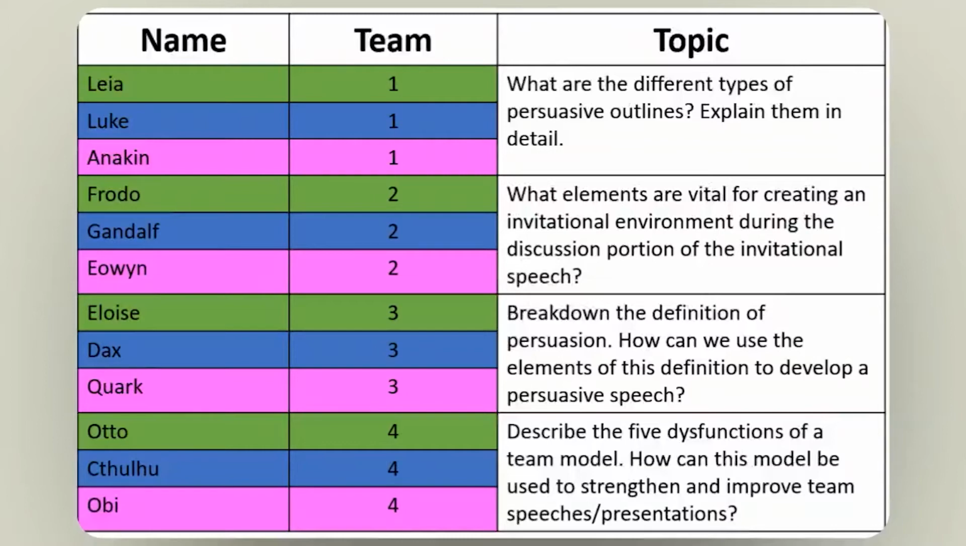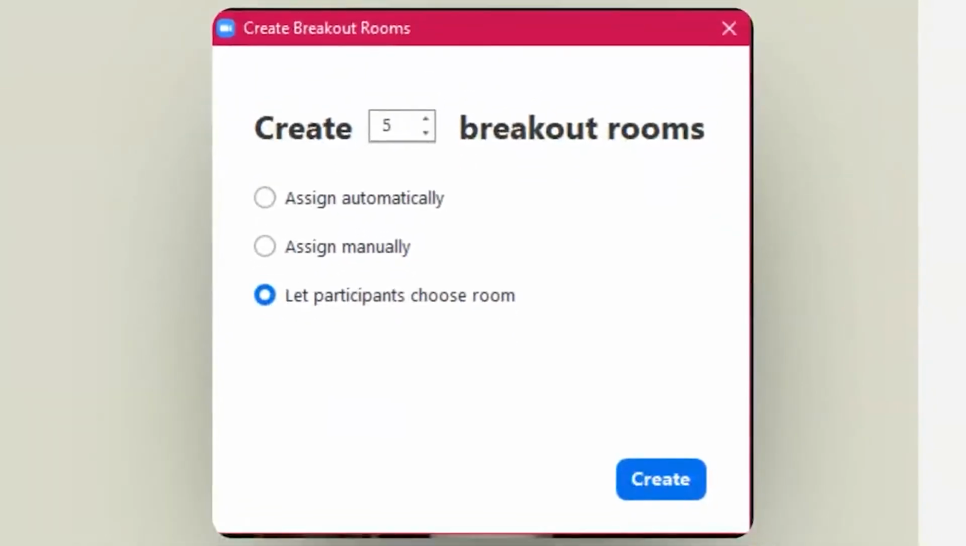Then individuals will join a group by the color they've been assigned, a green group, a blue group, and a purple group. And in those groups, they'll take turns teaching one another. How do I organize this in Zoom or WebEx? I set up my breakout rooms in a very specific way.